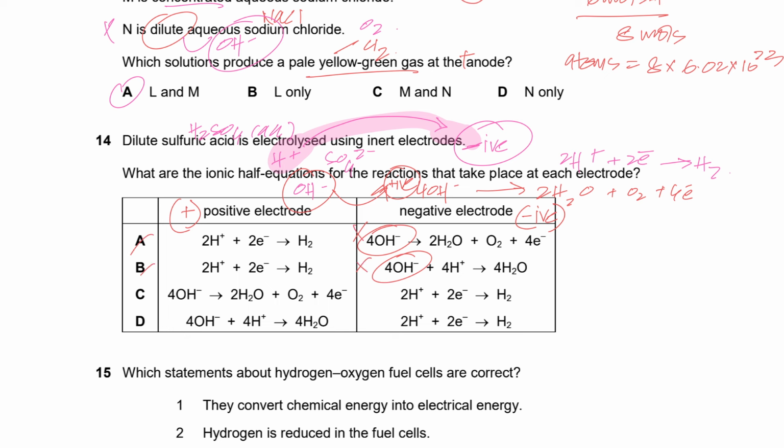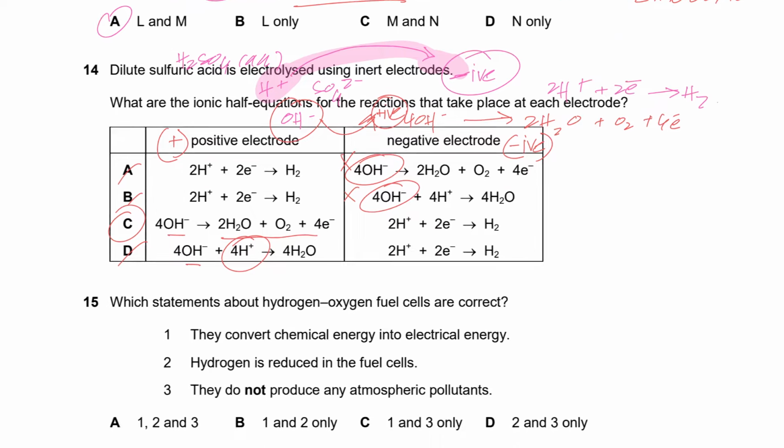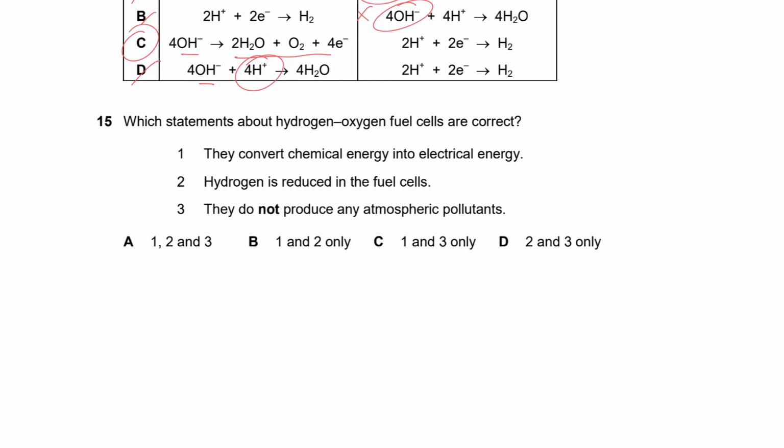And the positive electrode would attract the negative ions, which is the hydroxide ion. But remember, the hydroxide ion equation is this right here: 2H2O forms O2 by losing 4 electrons, not by gaining 4 hydrogen ions. You haven't seen anything like this, so C is correct.